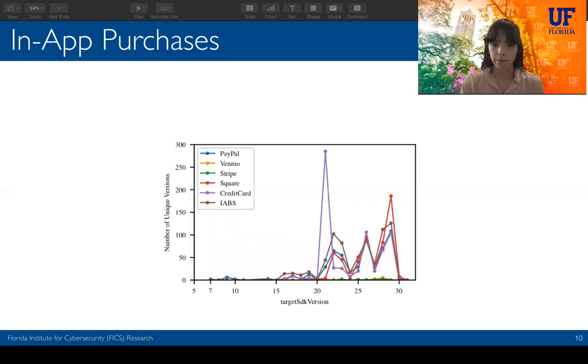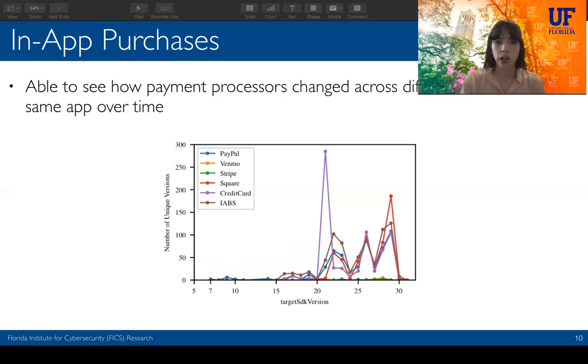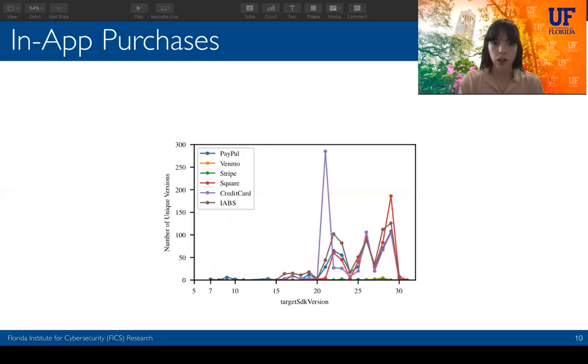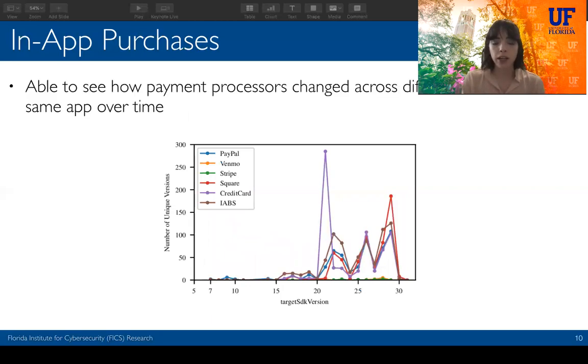We wanted to compare between these versions of the same app so that we could see how they changed over time. We finally settled on target SDK versions as a way to view this change over time. We're going to see how these payment processors and behaviors really shifted as different things occurred. While target SDK version is not an exact time period when these apps would have been running, it does give us a good idea of relatively how things changed across a period of time.